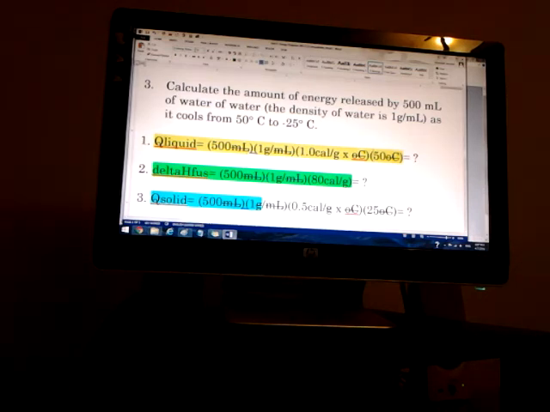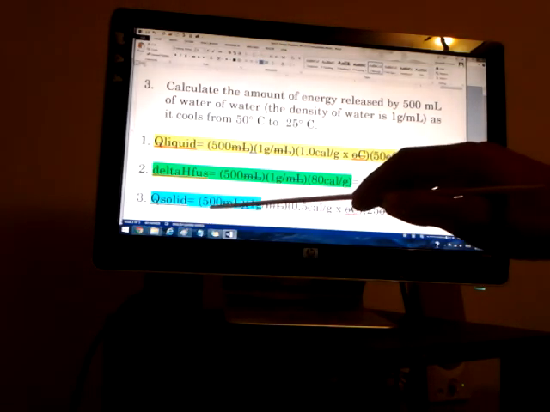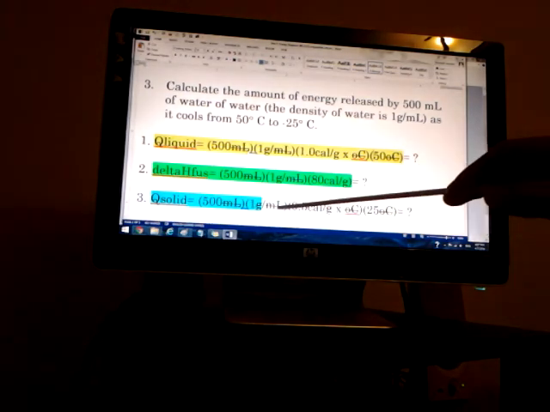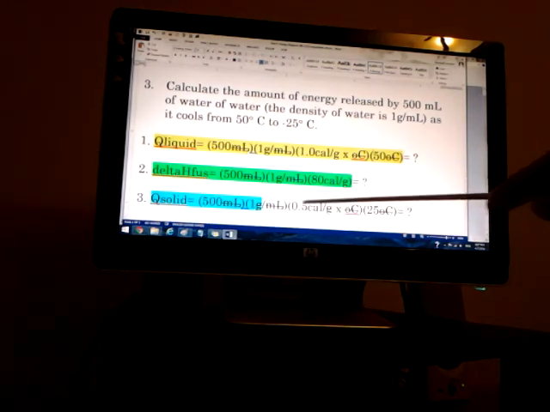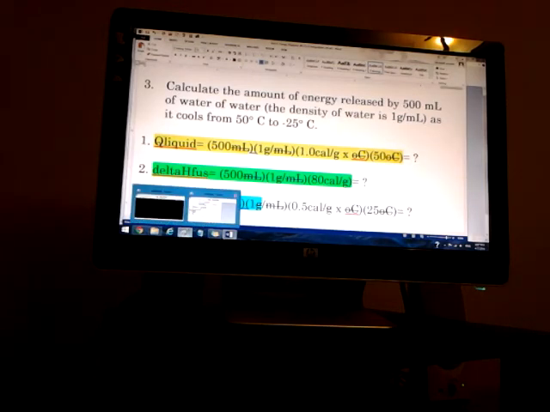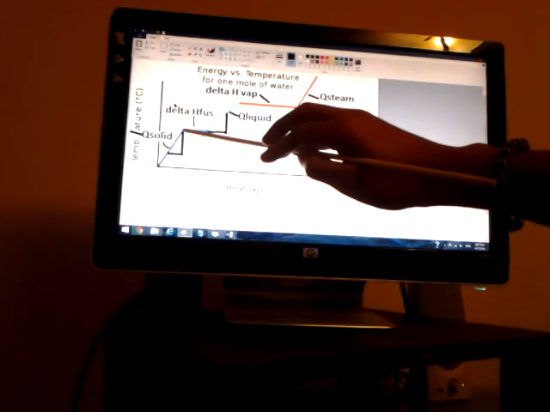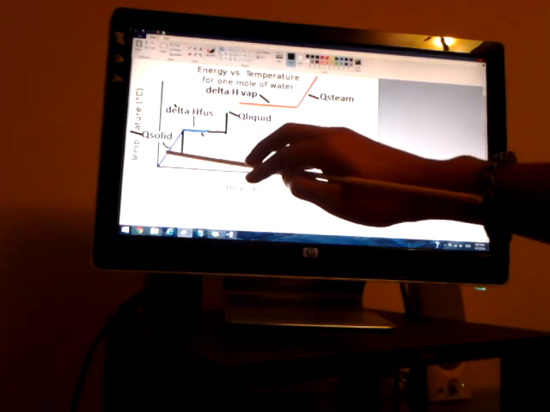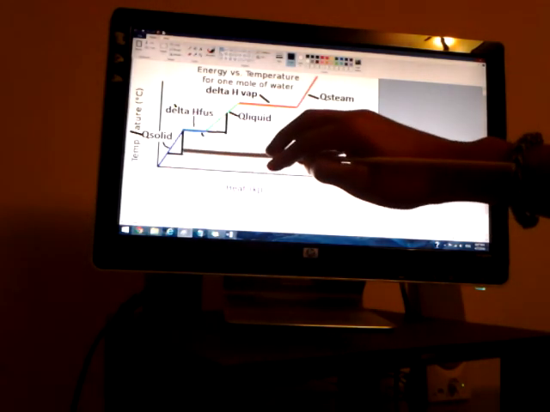The last step is to figure out how much kinetic energy you get when you decrease the energy of the solid, when you freeze the ice even more. That again is 500 milliliters times grams over milliliters times calories over grams times temperature. And the change in temperature is 25 degrees because you're going from 0 degrees down to negative 25 degrees. That is the change in temperature.